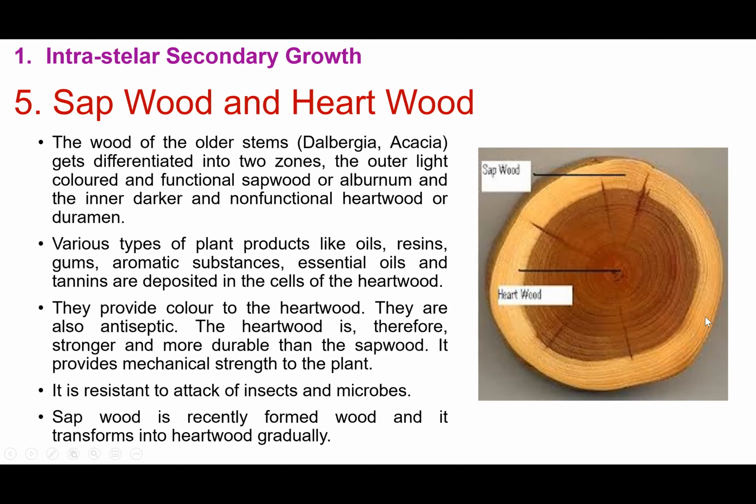So what is it doing? It is involved in conduction. So this is functional and this is non-functional. Because it stores all these oils, resins and gums, all of these give this color to the heartwood. That's why it is dark brown in color. And because all these compounds are present in the heartwood, it is antiseptic, that is, it is resistant to attack by insects and ants, which generally feed on this wood. So it is resistant to all these pests and termites.